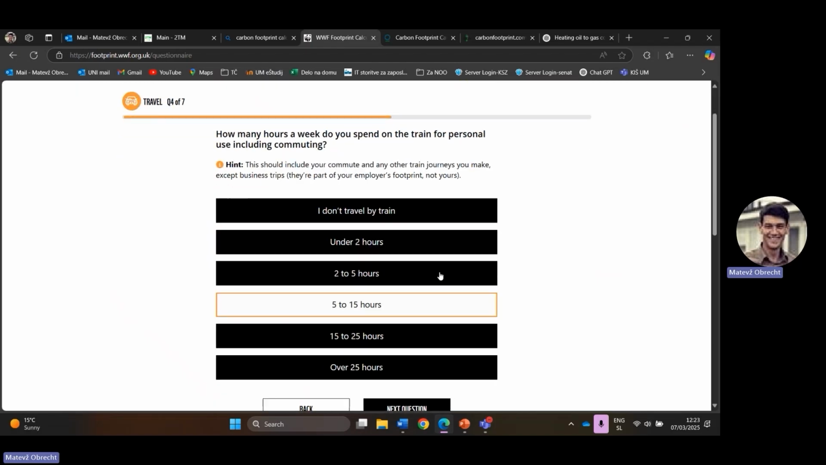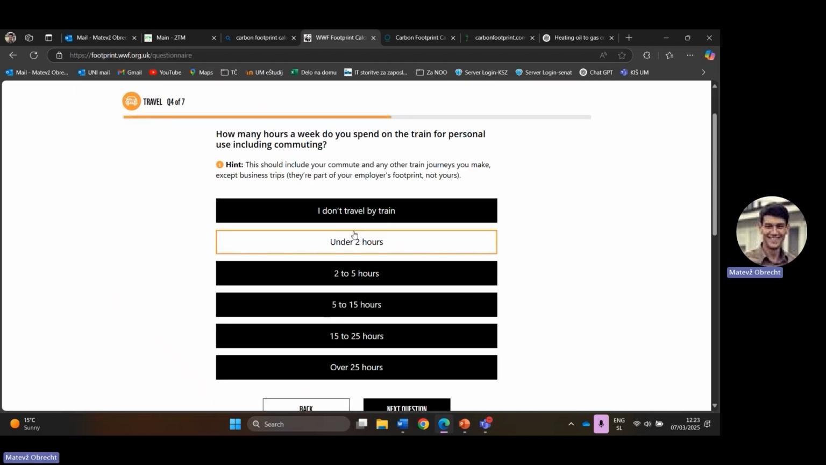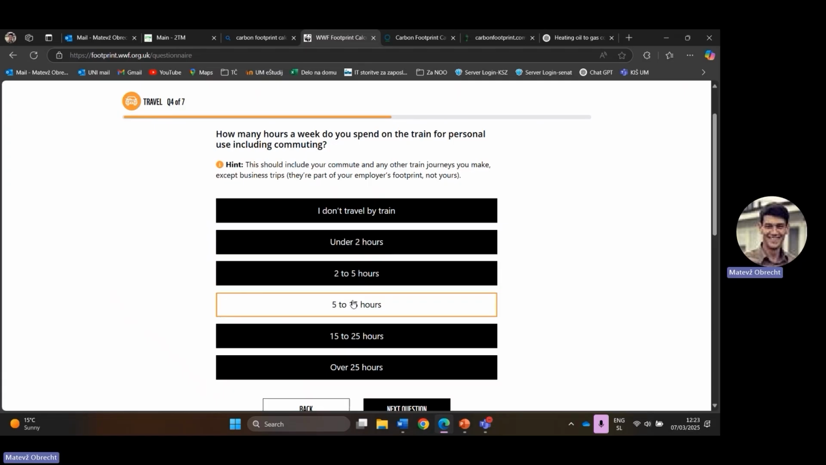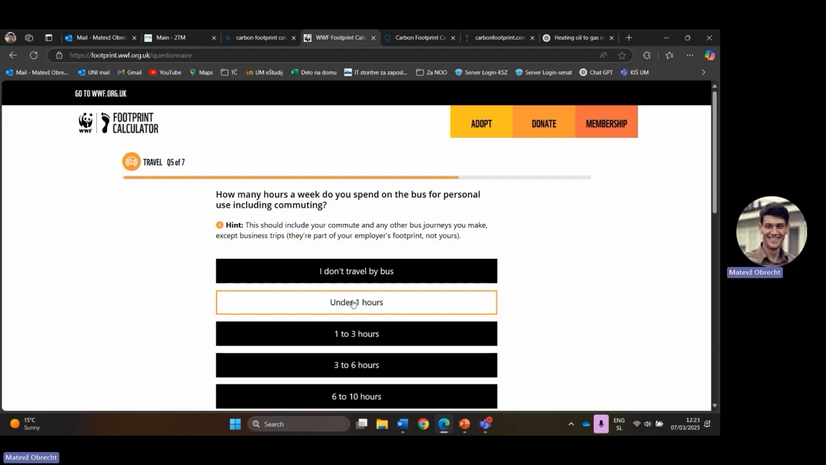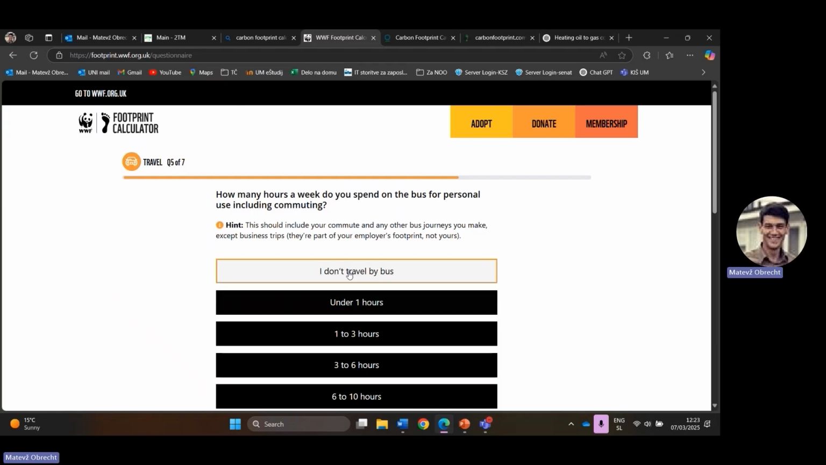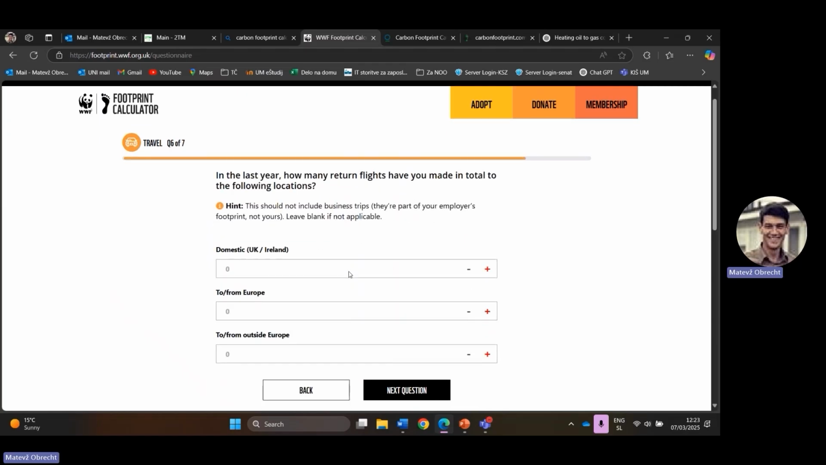Here is the question whether you use the train for commuting. For example, I do use the train because I go to work by train. I spend approximately 6 hours a week on a train, even more sometimes. I don't travel by bus because I don't have good bus connections.